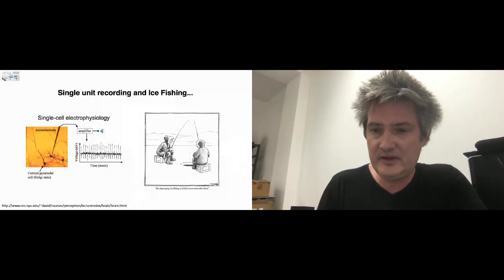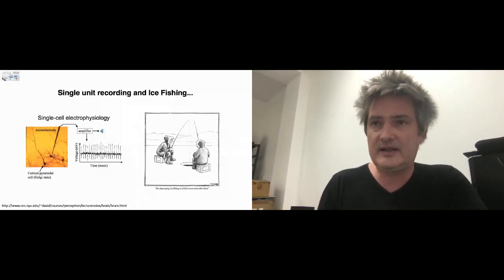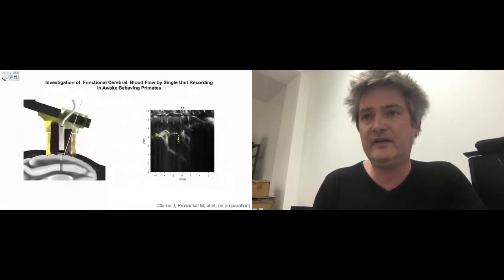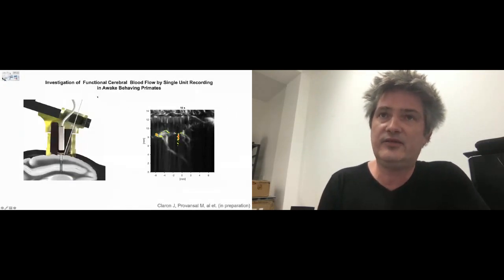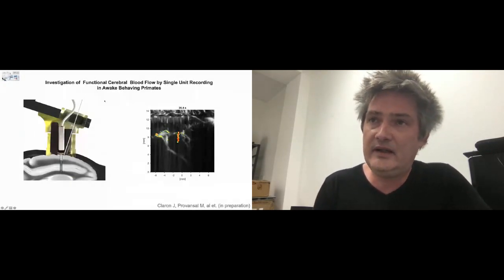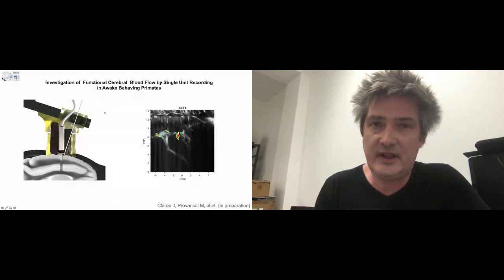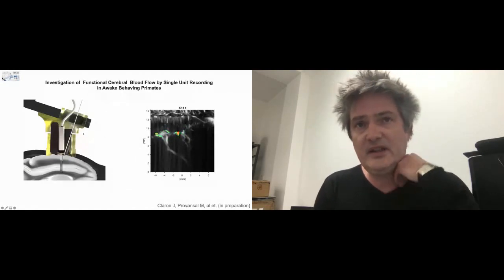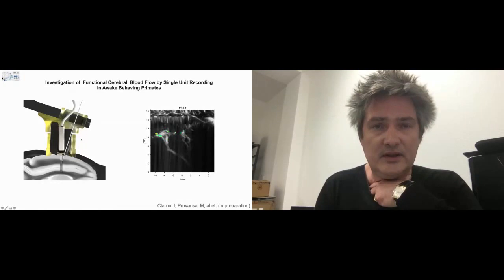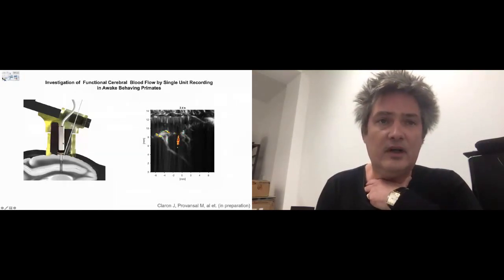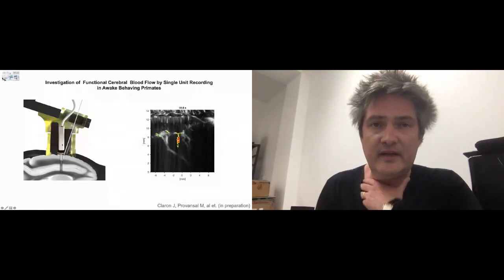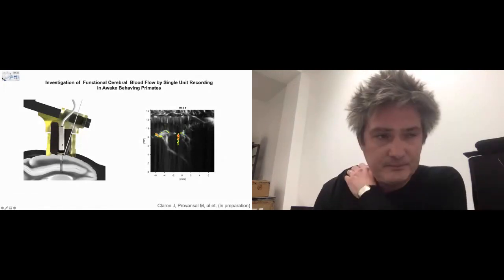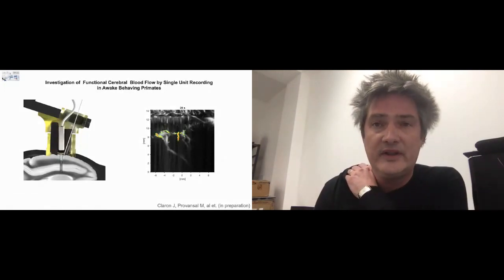So what we have been developing in the last couple of months is a way to combine these two techniques, investigating the functional cerebral blood flow and the single unit activity simultaneously. As you can see in the left part of the slide, here is the functional ultrasound probe, which is placed on the surface of the parenchyma of the monkey, in our case.